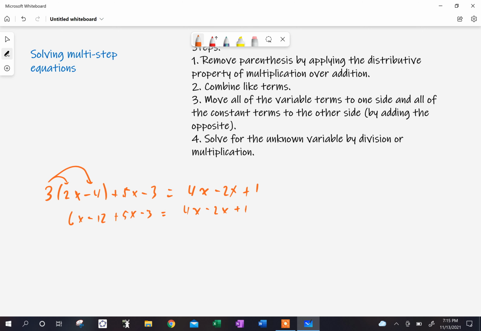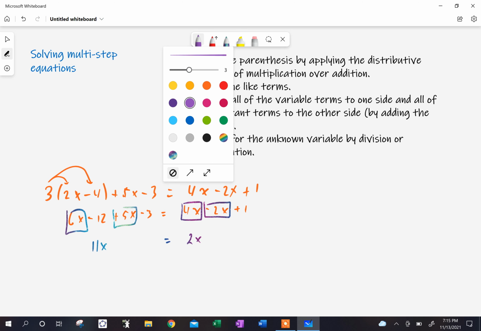Now I'm going to combine all my like terms. So let's see, 6x plus 5x is 11x. And over here I have 4x minus 2x, which is 2x. I have a negative 12 and a negative 3, so it's going to be minus 15. And I just have a positive 1 over here. So I now have 11x minus 15 equals 2x plus 1.